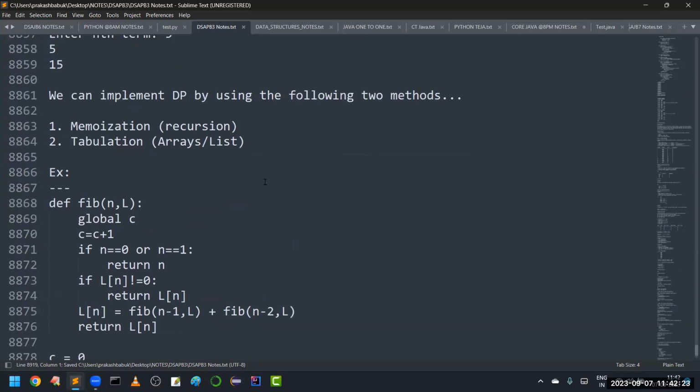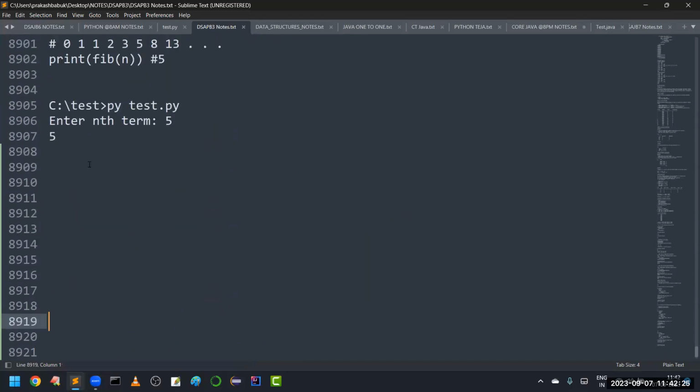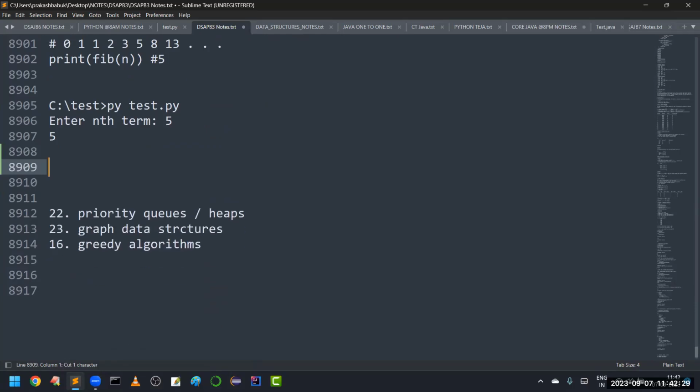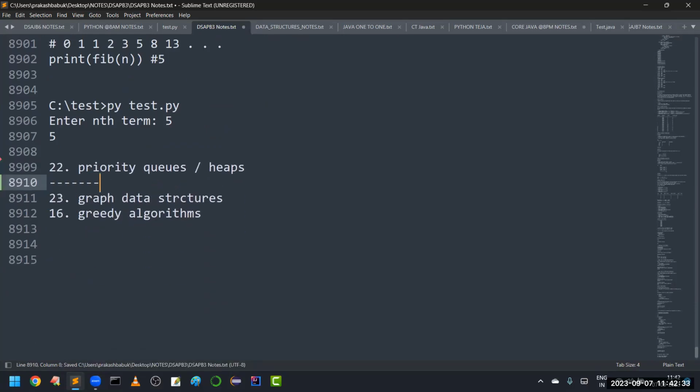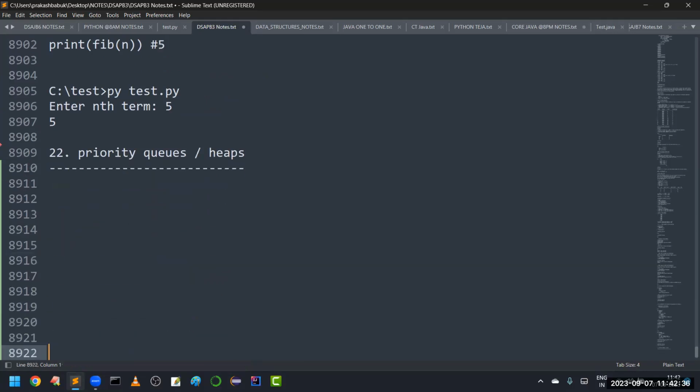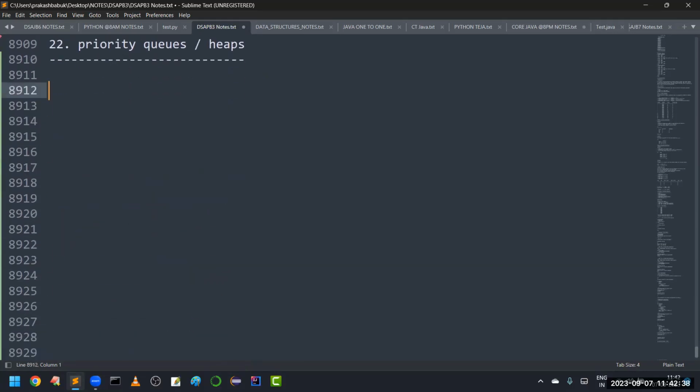So in the last videos, we have seen dynamic programming and even the graph data structure as a separate document. I will upload it in our running notes. So the next concept is priority queues. Priority queues, or we can say heap.